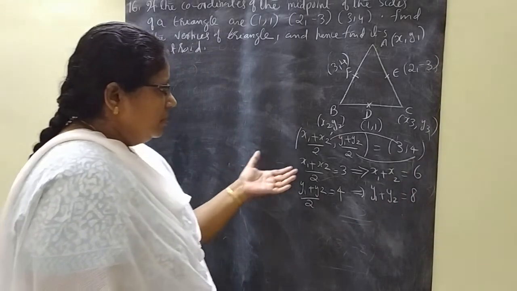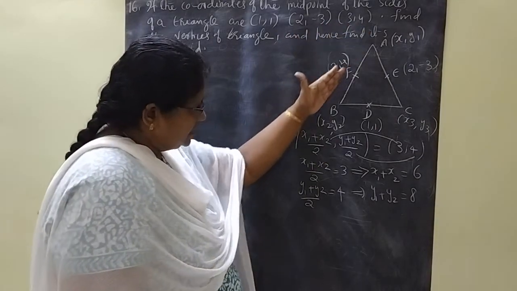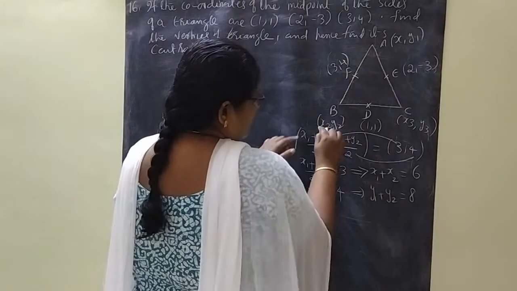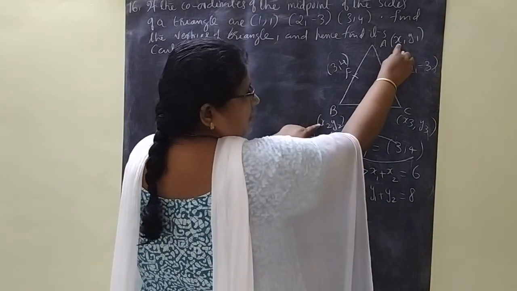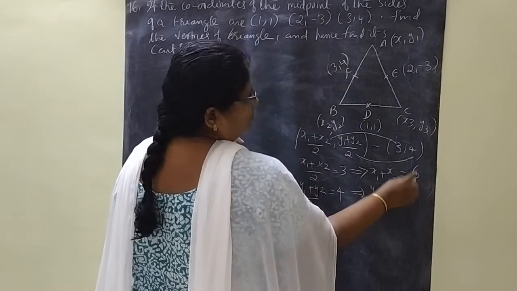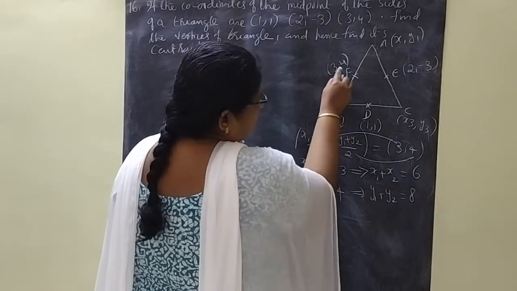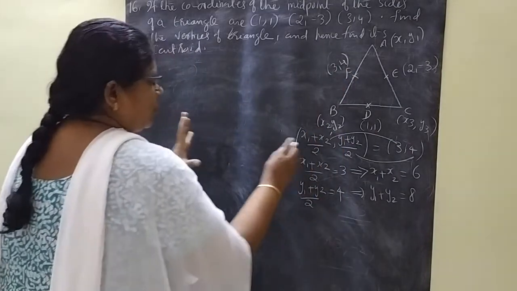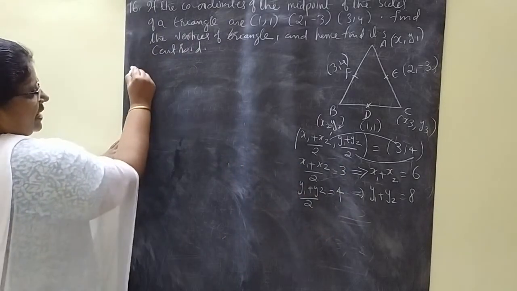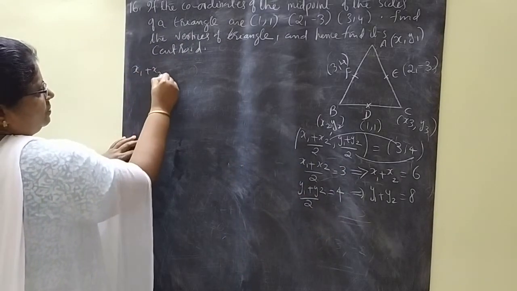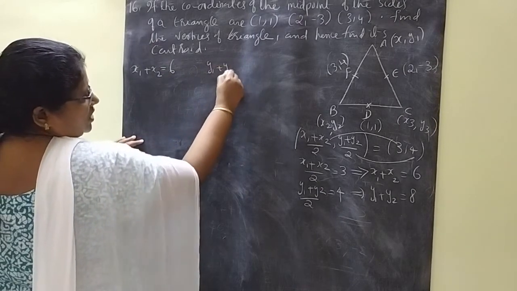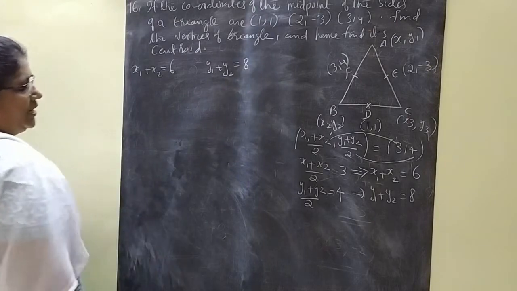So, when we take one side, just see: x1 plus x2, the sum of the first two coordinates, is equal to double the value, 3 into 2. y1 plus y2 is double 4. So, this one step you write here: x1 plus x2 is 6 and y1 plus y2 is equal to 8.